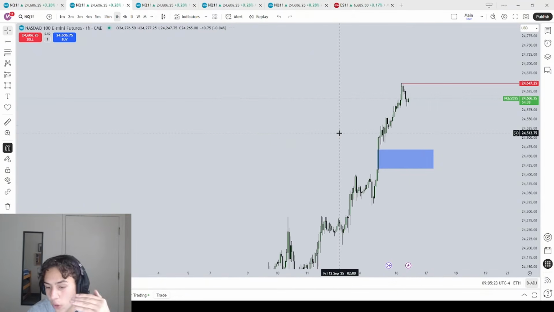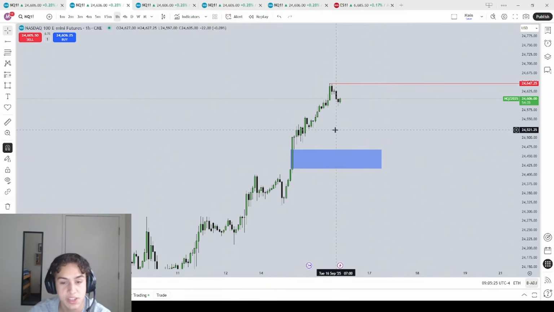I like to mark out all the probable draws on liquidity, like the session highs, Asia high, Asia low. In this case, Asia high was taken out, right? It just ripped all night. And we have the London high here, which is also just an external high in the market, right? It's an external high. You could clearly see it's a high, right?